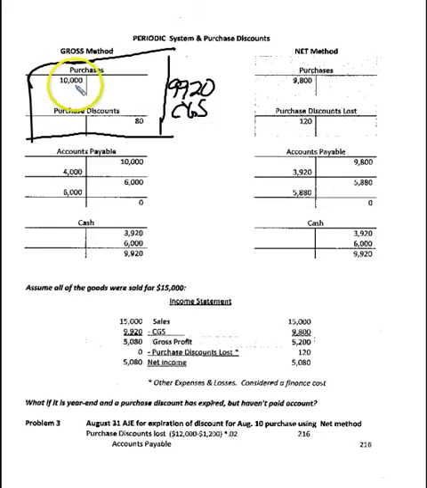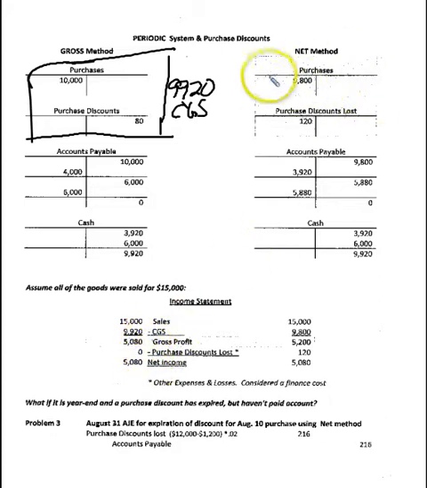So the purchases is our original cost. We got a discount of 80. Our net cost is 9,920. So if we assume the goods were sold for $15,000, we have our revenue, less cost of goods sold to get our gross profit, and then net income.